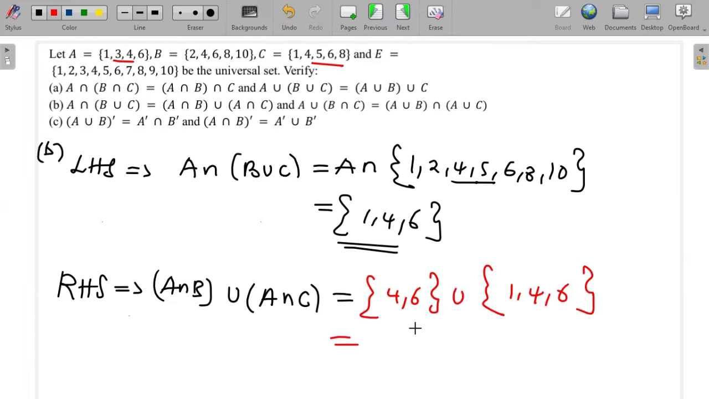Okay, and then what is the union of this? We just combine everything without repeating any. So that is 1, 4, and 6. Okay, done. So you can see that the right-hand side is actually equal to the left-hand side. So hence proved.